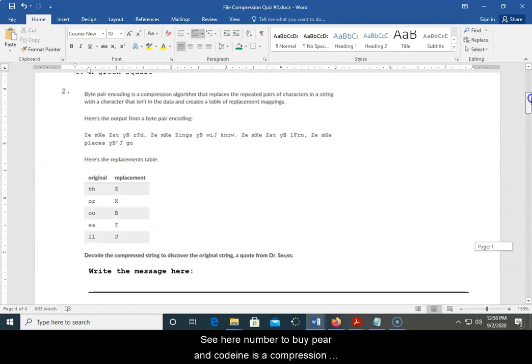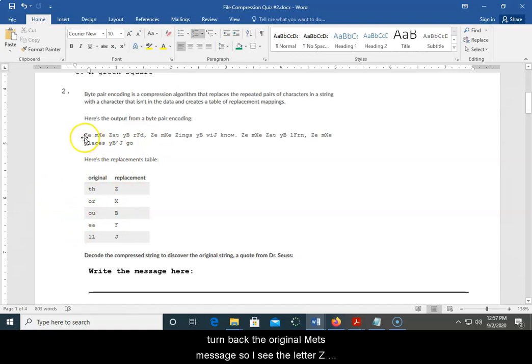So let's see here. Number 2, byte pair encoding is a compression algorithm that replaces the repeated pairs of characters in a string with a character that isn't in the data and creates a table of replacement mappings. Here's the output from a byte pair encoding. So your message could be encoded like this to compress it to save space. Now, you need the actual key in order to turn this back into your original message. So you're using the key here to turn it back into the original message.